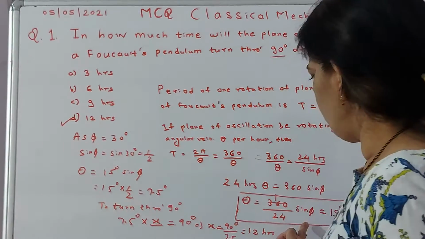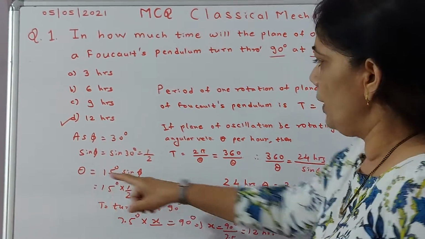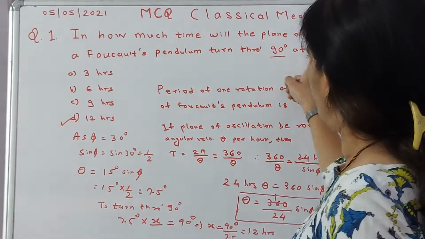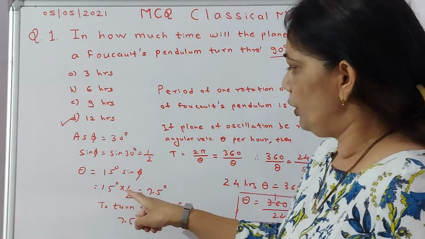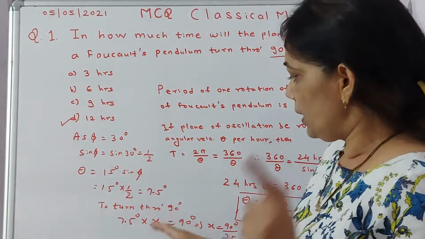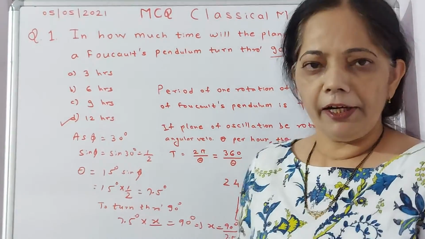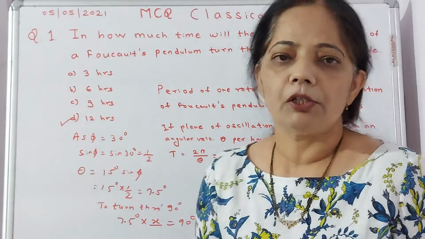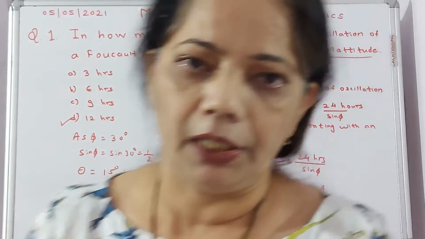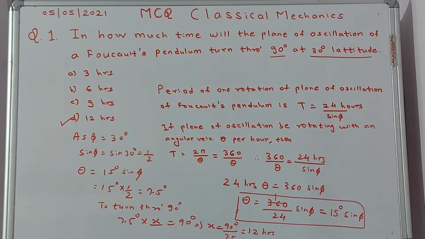So once you know this formula, theta is 15 degrees sine phi, your job is to put the value of latitude, which is 30 degrees. Sine phi is sine 30, so half. 15 into half is 7.5, so per hour it is 7.5 degrees. So 7.5 into 12 will get you through 90 degrees exactly. This is the way we will be solving the problems here. Right? We'll move towards the second question now.